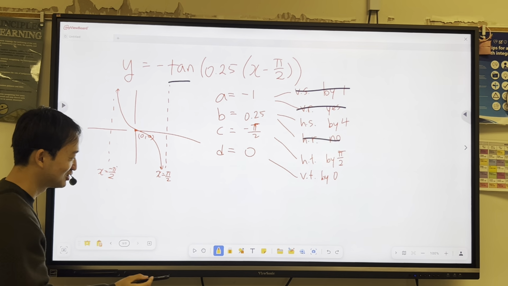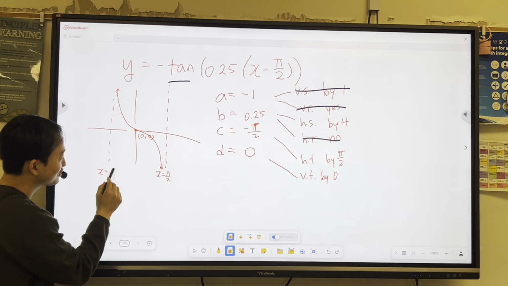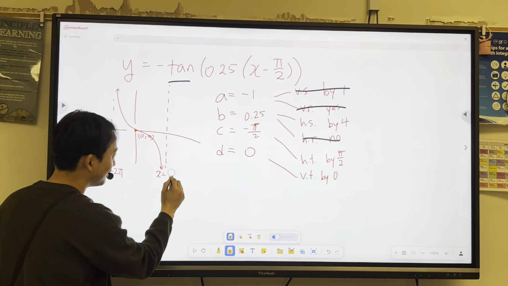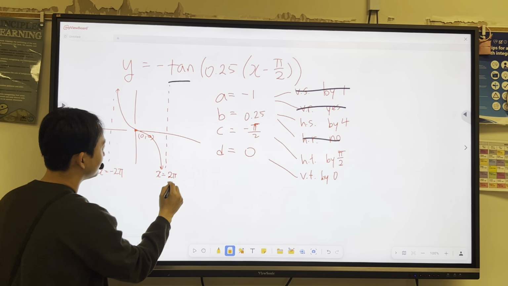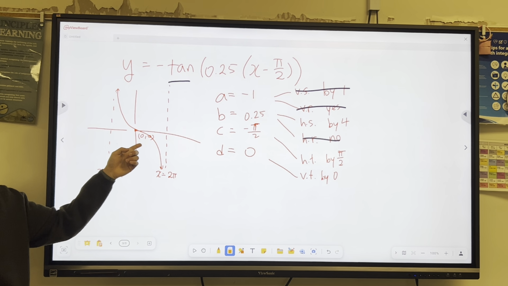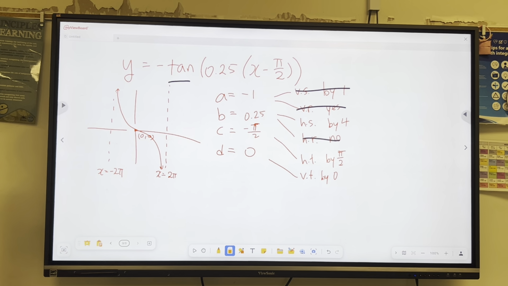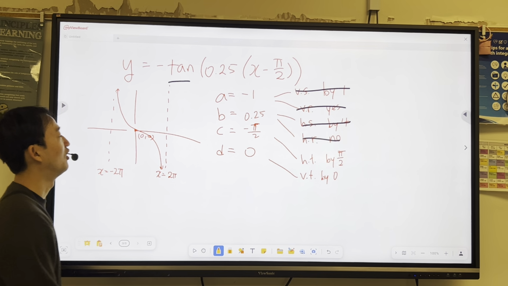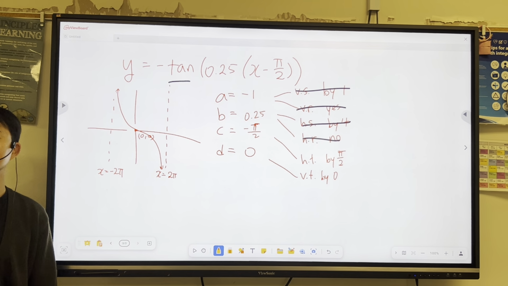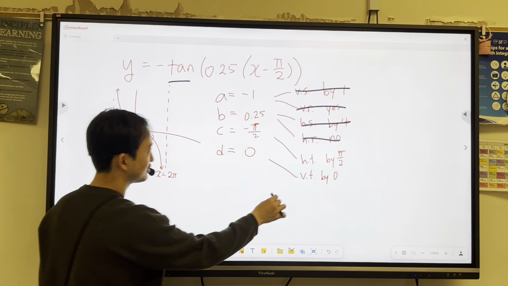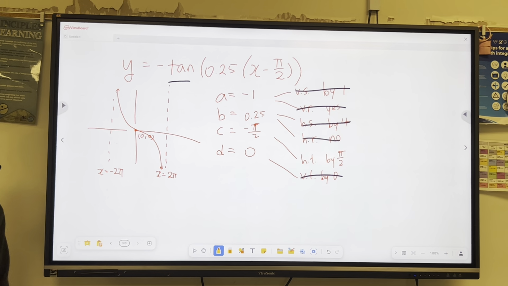So here's a little trick that you can use. Just cross off and say negative 2 pi. Same thing here. Say 2 pi. Hey, what about the 0, 0? What is 0 times 4? 0. So at this point, I already did horizontal stretch by 4. Let's cross off the vertical translation by 0 already.